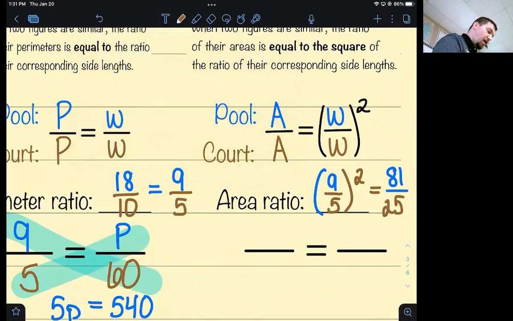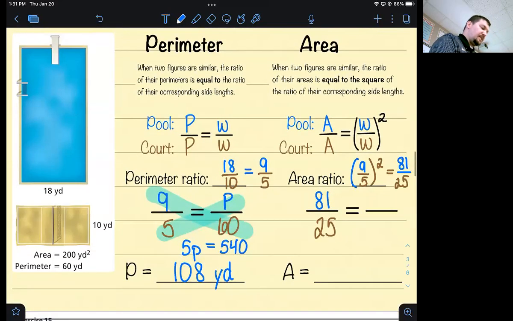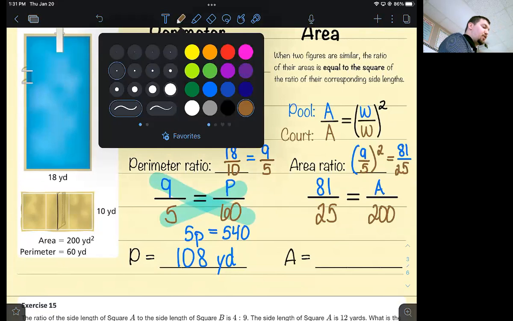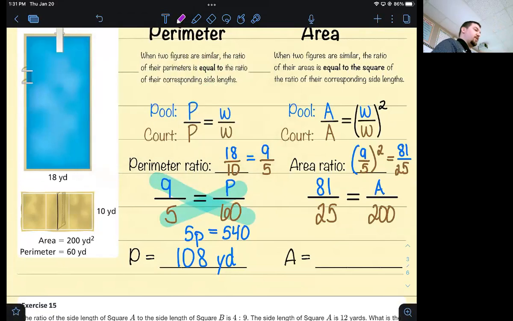So I'm going to write 81/25. That's my area ratio. And to set up my proportion, I'm going to use the area of the pool and the area of the volleyball court. Again, I don't know the area of the pool. Let's call it A for area. And then what's the area of the volleyball court? Carson? 200 yards squared. Good. So I'll put the 200 there. We cross multiply just as before, but I have a slightly different ratio because I had to square the ratio before I set up my proportion.